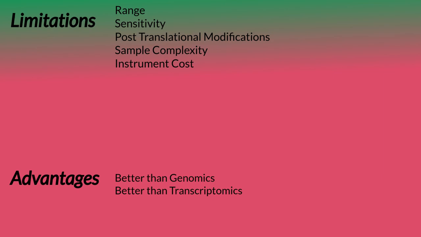Sample complexity. Biological samples, such as tissues or biofluids, are highly complex and heterogeneous. The presence of interfering substances, variations in sample preparation, and differences in sample types can affect the accuracy and reproducibility of proteomic analysis. And a big one is instrument costs. State-of-the-art mass spectrometry equipment and other proteomic technologies can be expensive to acquire and maintain. This can limit the accessibility of proteomic methods to certain research groups or institutions only.